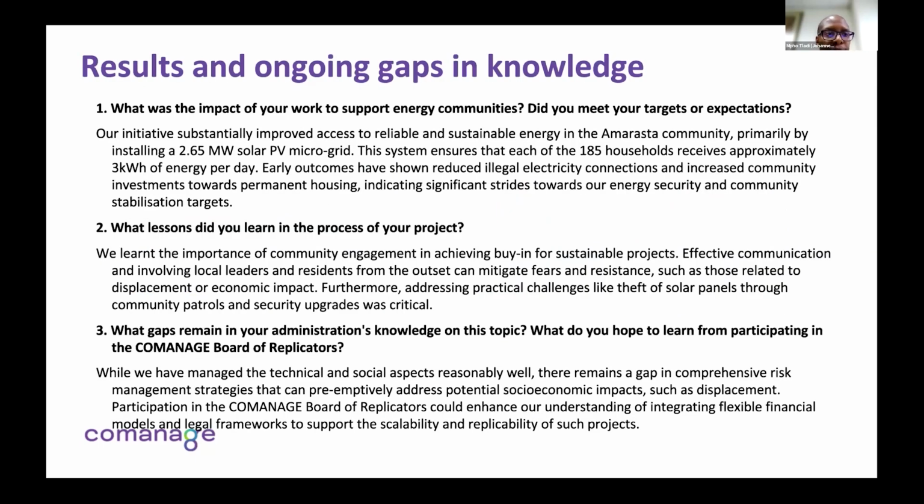So in terms of ongoing gaps, our initiatives substantially improved access to reliable and sustainable energy in the Amarasta community, primarily by installing this amount of megawatts. This system ensures that each household receives approximately 3 kilowatts per day. Early outcomes have shown reduced illegal electricity connections and increased community investments towards permanent housing, indicating significant strides towards energy security and community stabilization targets.